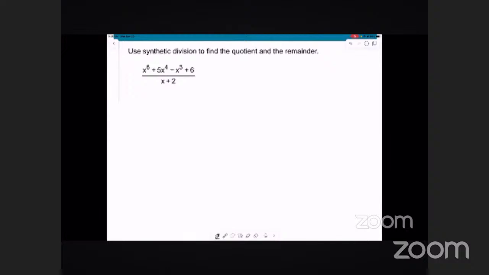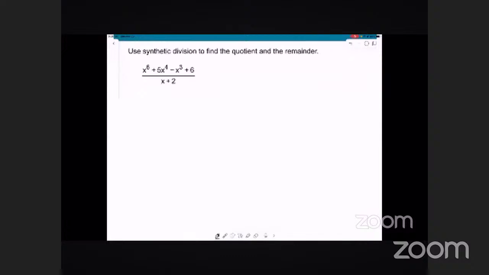Okay, synthetic division, right? Getting back on task. So we can do synthetic division here because we're dividing by a linear binomial, right? So the 0 of the denominator goes in the chair, right? So when x is -2, that goes in the chair, right?